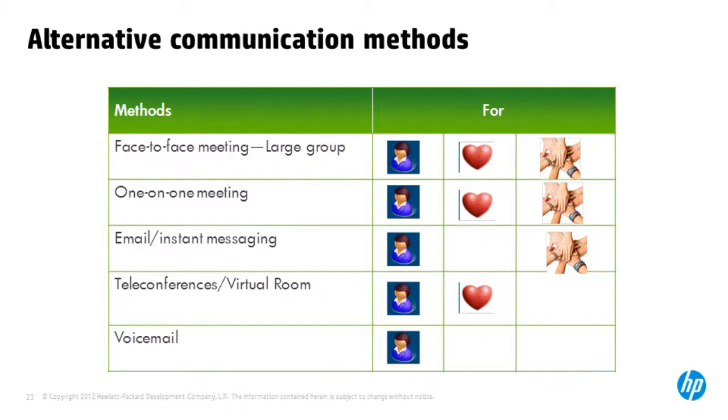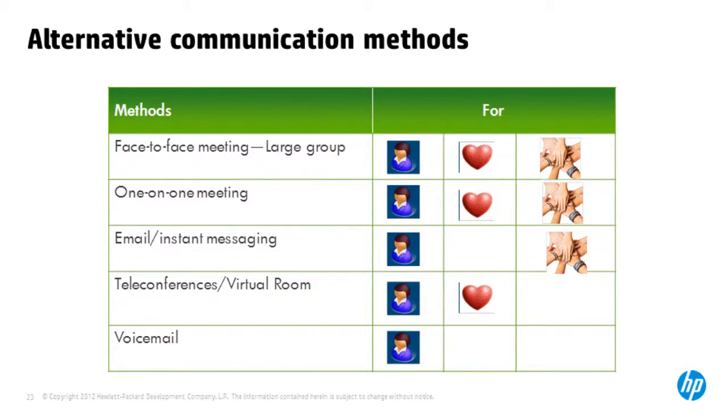There are many alternative methods of communication. Some methods are better than others at addressing the head, the heart, and the hands. Some methods are effective with all three. You need face-to-face meetings for large groups or one-on-one meetings for an individual when the communication is important and needs to address the head, heart, and hands. For example, the launch of a major change for a department or individual should be addressed face-to-face.